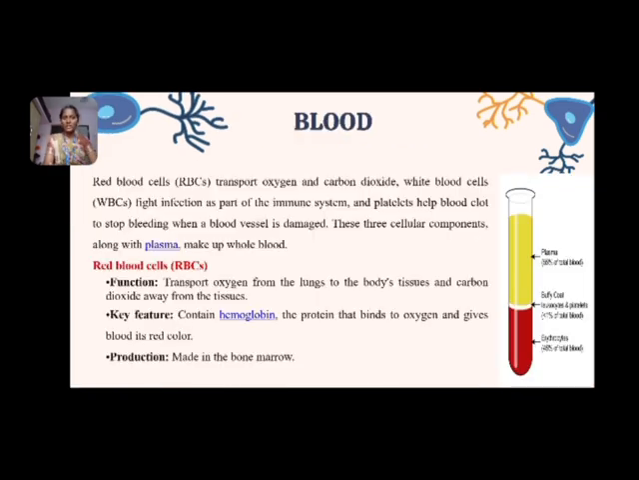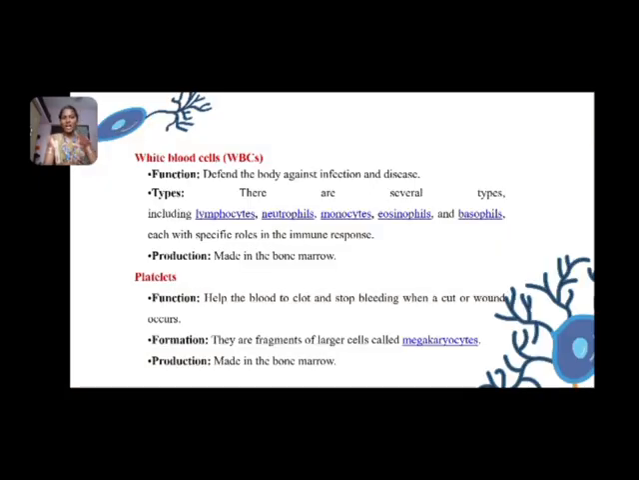Next we see about the blood. Red blood cells carry oxygen and carbon dioxide. White blood cells fight infection as part of the immune system, and platelets help blood clotting. The function of red blood cells is to transport oxygen from the lungs to the body tissue, and also carry carbon dioxide away from the tissue. That is the major function of RBC. The WBC defend the body against infection and disease, and the platelets are used to clot the blood when bleeding or a wound occurs.